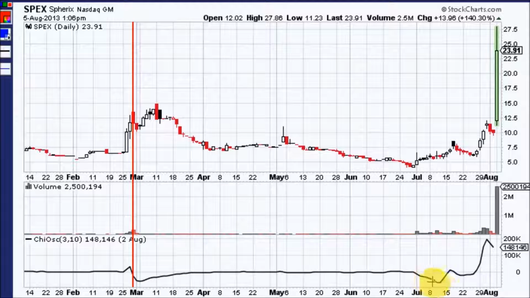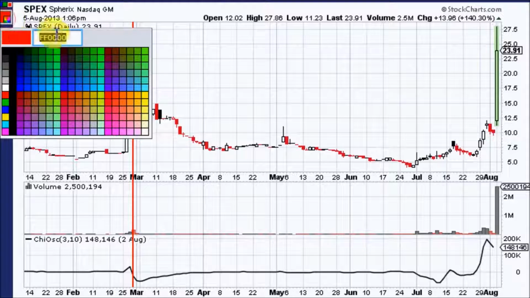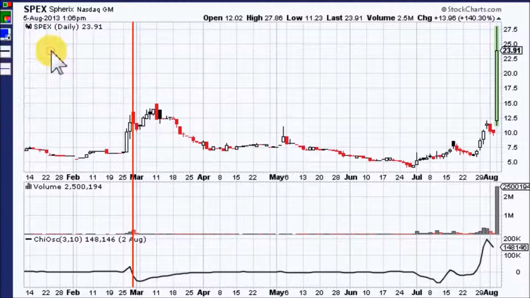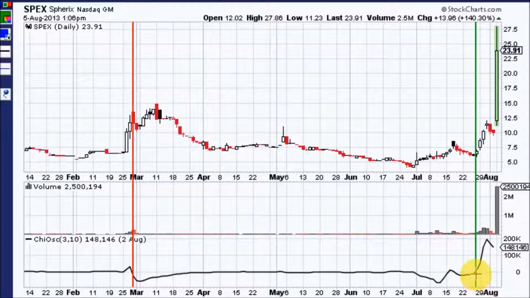Chaikin is still down. Okay, it shows momentum in accumulation right here on this move. Okay. Tries to get above the zero line, does it, but crosses back down immediately. And then here is the buy signal.